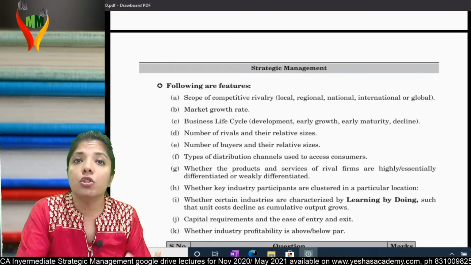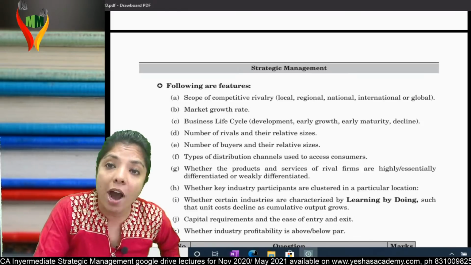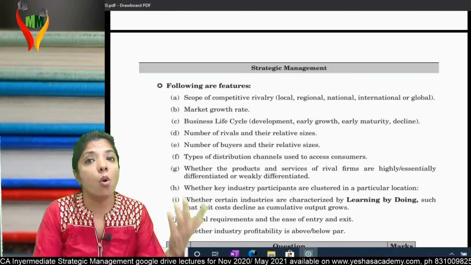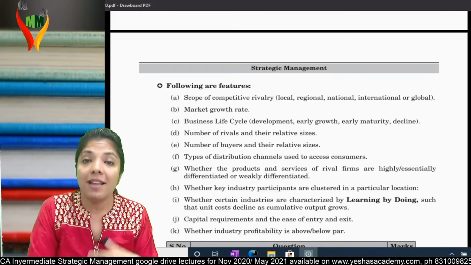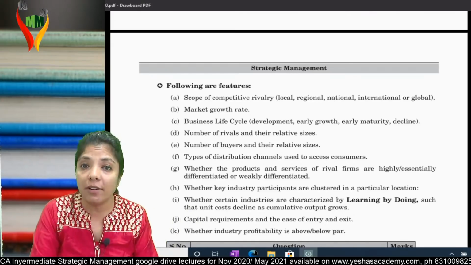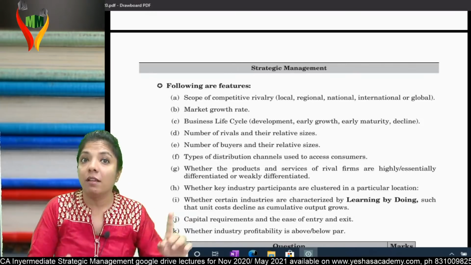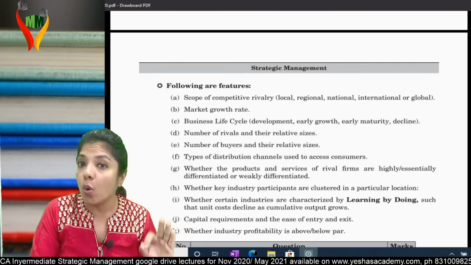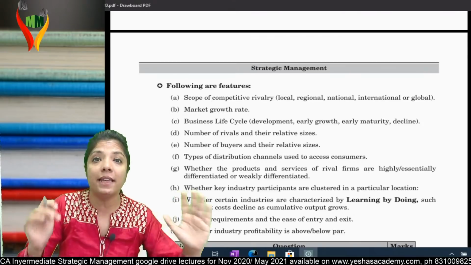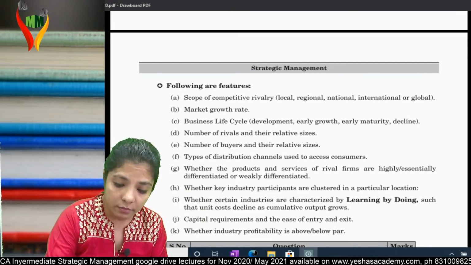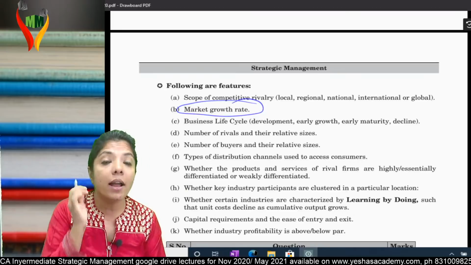First point is scope of rivalry. See how powerful your rival is. Is he at local level, regional level, national level, or international level? Bigger your competitor, difficult to compete with him again. Again, I am not saying that don't enter, but just be prepared and then enter. Then second, market growth rate.